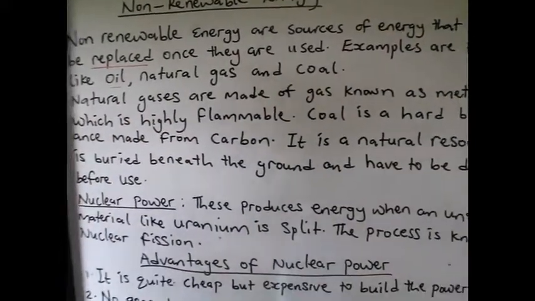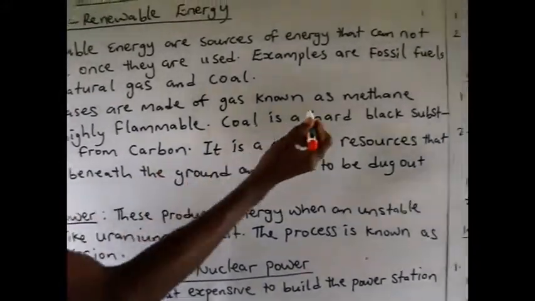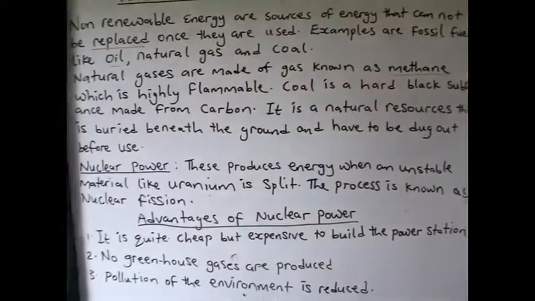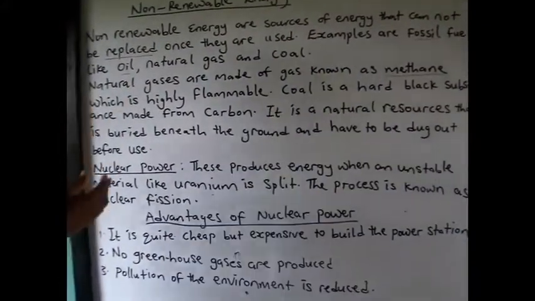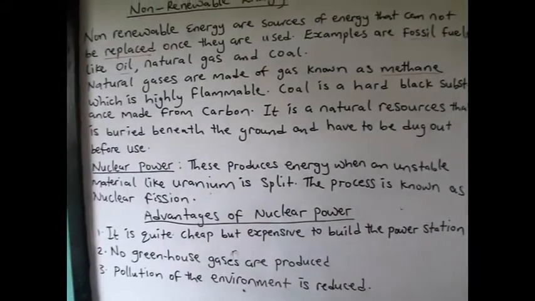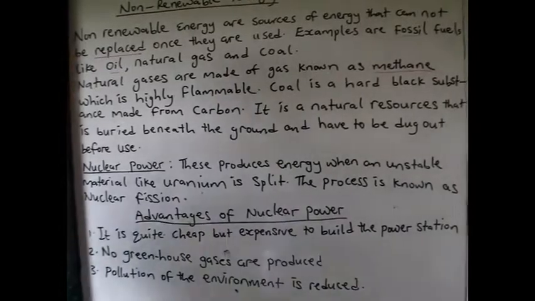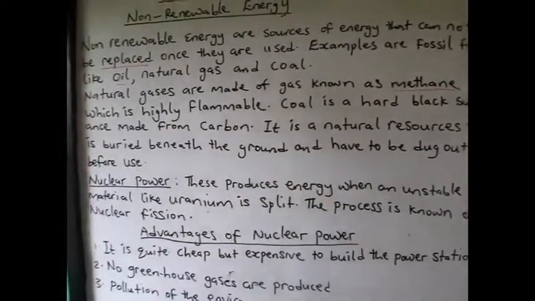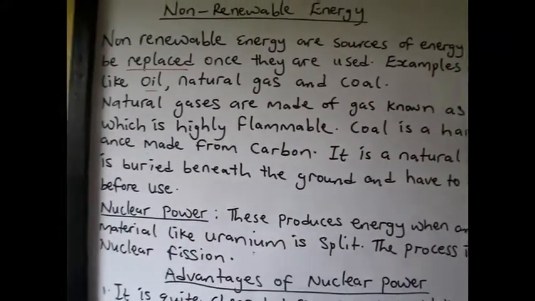So natural gases are made of a compound or a gas known as methane. Methane is a hydrocarbon which is highly flammable. When we say highly flammable, it means if it comes in contact with light, it can explode. So it is highly flammable, and these are what we call the natural gas. When those gases are used like that, they cannot be reused.